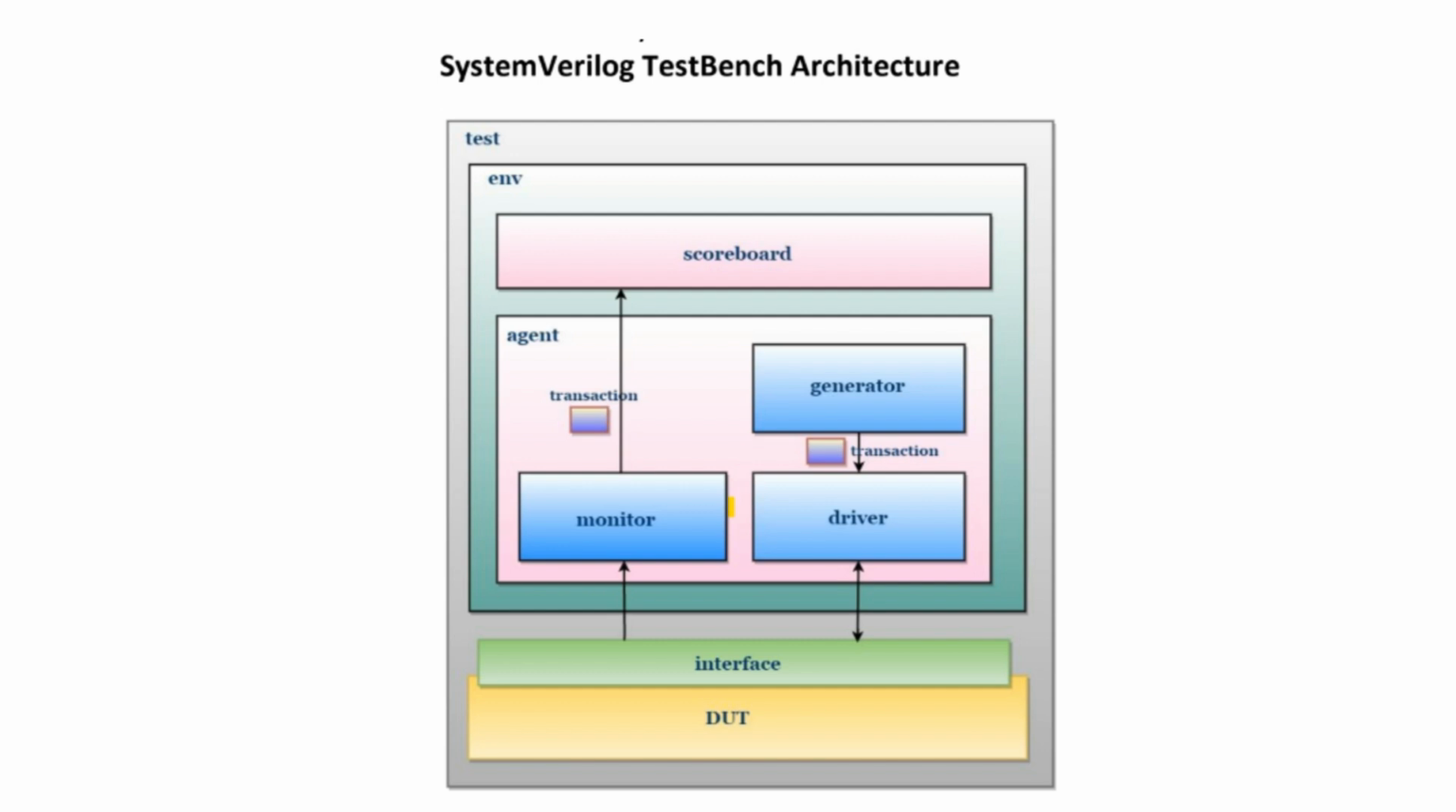The monitor observes the pin level activity on the interface signals and converts it into packet level, which is sent to the scoreboard. The scoreboard receives the data item from the monitor and compares it with the expected values. The expected values can be either golden reference values or generated from the reference model.